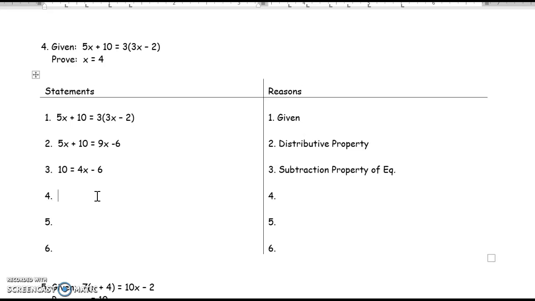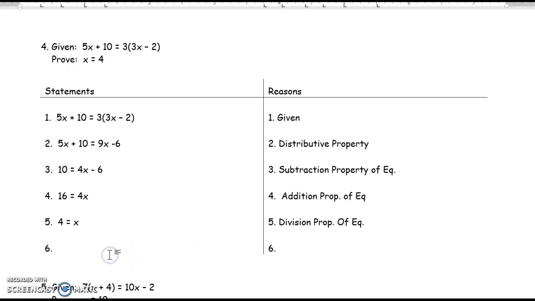Almost there. I need to add 6 to both sides. If I add 6 to both sides, that's 16 equals 4x minus 6 is 4x. So here's your addition property of equality. Honestly, I usually just shorten it to prop. Okay? Then I divide by 4, which will give me 4 equals x. And that's my division equality. And finally, our last one says that x is equal to 4 if I switch the order.